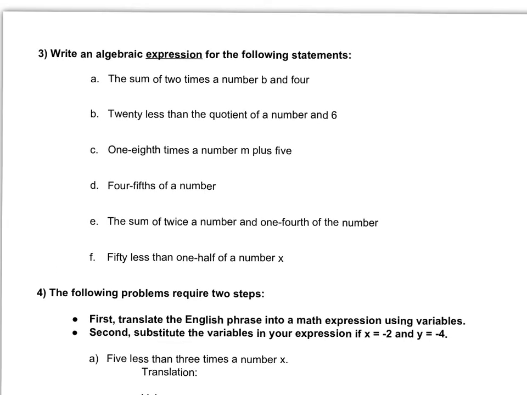I'm going to write an algebraic expression for the following statements. The sum, that means plus, of 2 times a number, b, and 4. So it's the sum of 2 times a number, so 2b, and 4, so plus 4.